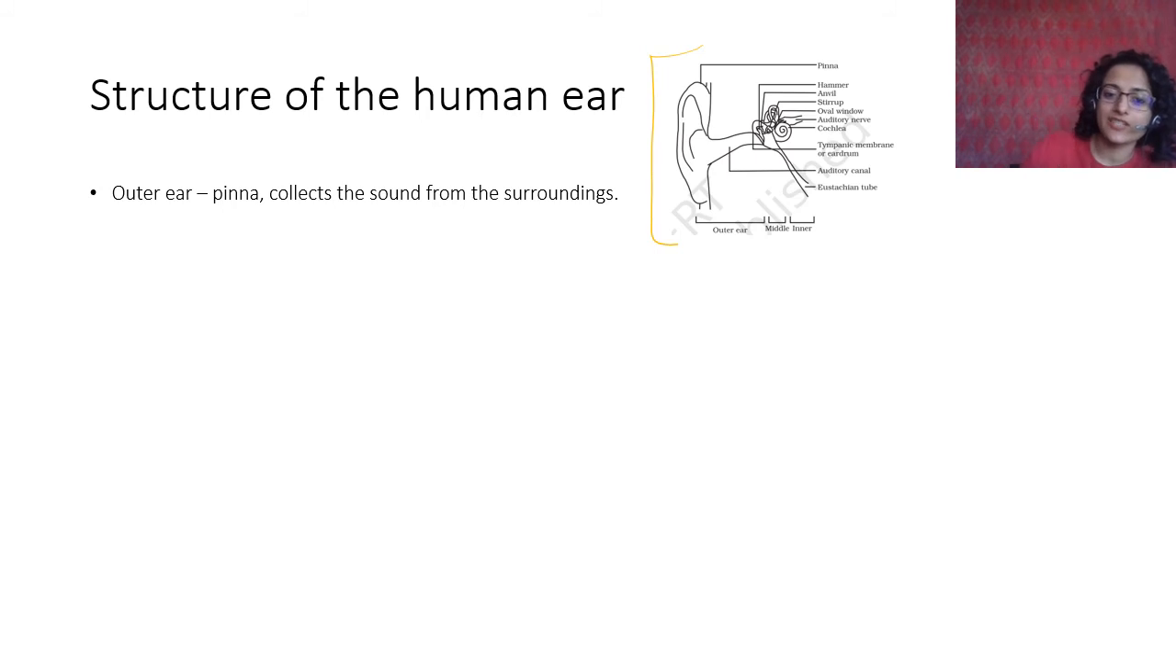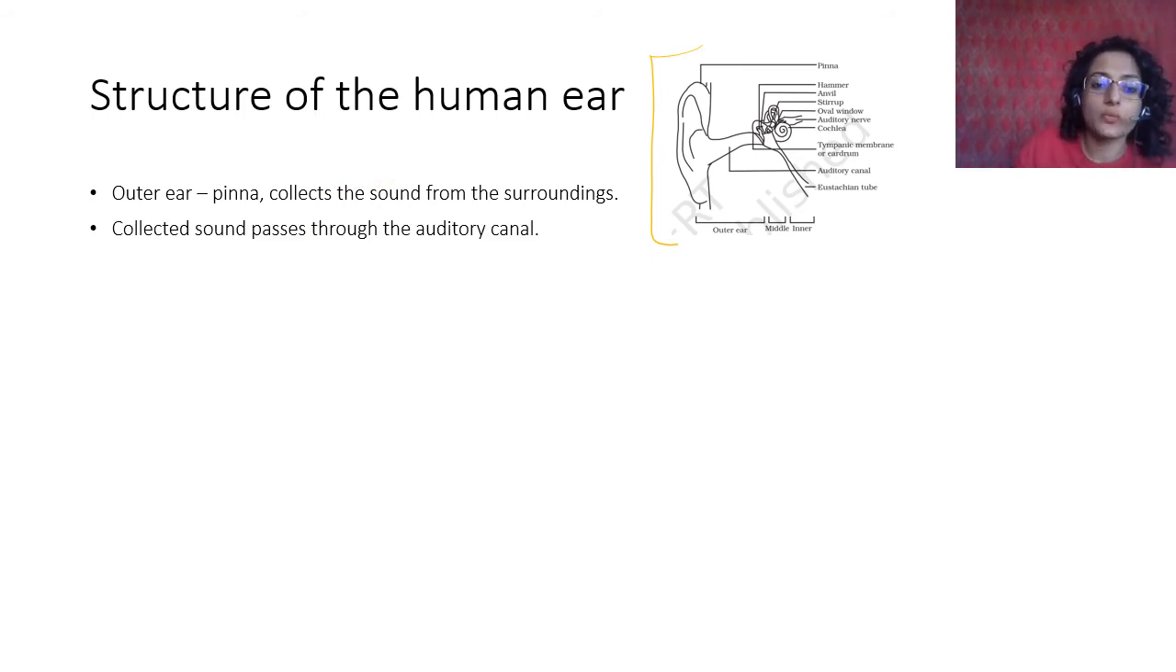It is a cartilaginous structure. It collects the sounds from the surroundings. It is like the microphone, the amplifier in a hearing aid, which collects all these sounds. So this is the reason the ear is shaped like this. It collects sounds from outside and tries to maximize the collection of sound that is found in nature.